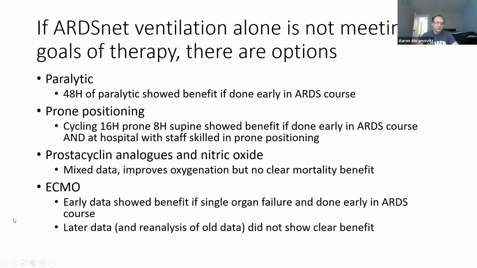And finally, ECMO. For ARDS in general, early data, and this was from the H1N1 flu epidemic in 2009 and then again 2011, showed benefit for patients with single organ failure done early. Later data and reanalysis of the old data didn't show a clear benefit for ARDS and ECMO, but I think that as a last resort therapy, there certainly is a benefit for a well-selected patient population, and that includes patients with COVID. So if you have a patient that's under 65, single organ failure, otherwise relatively healthy, think about referral to an ECMO center within the first 48 hours if possible.